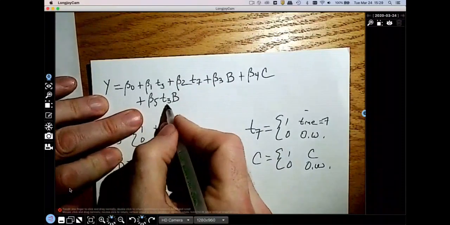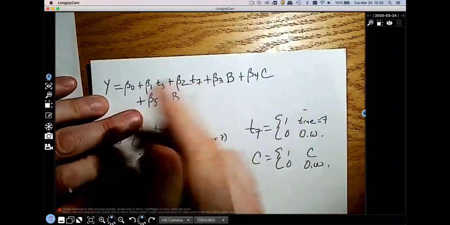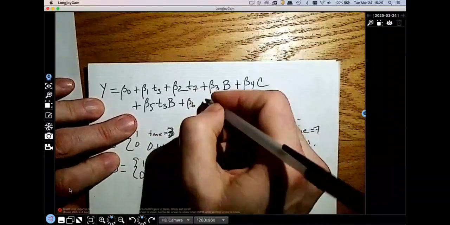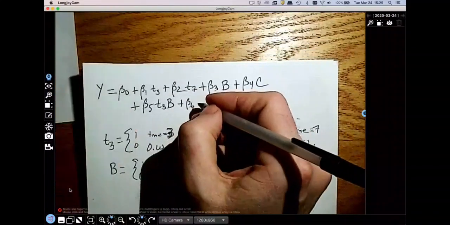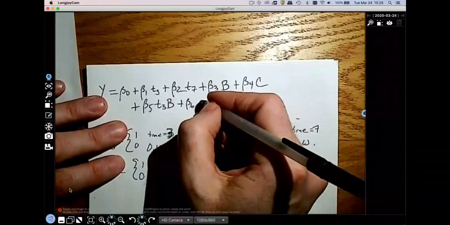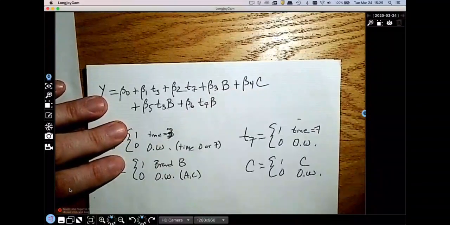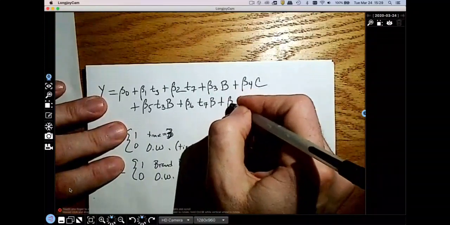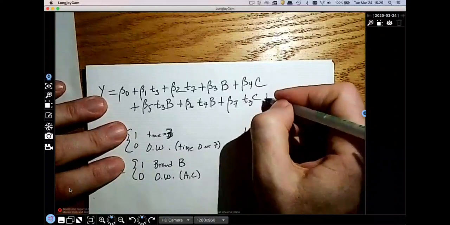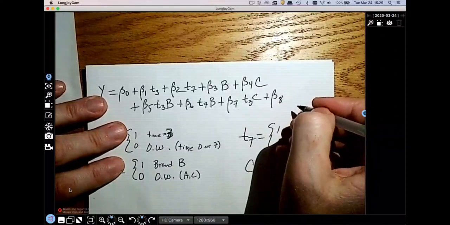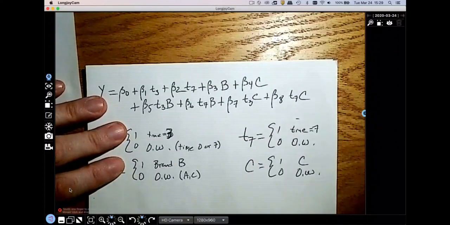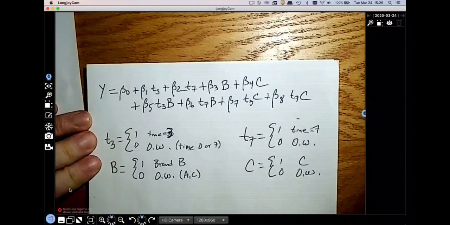So this is what happens when it's time 3 and you have brand B, otherwise you don't get to count beta 5. I got a beta 6, which, what is beta 6? It's time 7 times brand B, so T7 brand B. I have a beta 7, which will be T3 times C, and I have a beta 8, which will be T7 times brand C. So those are all the parameters in my model.